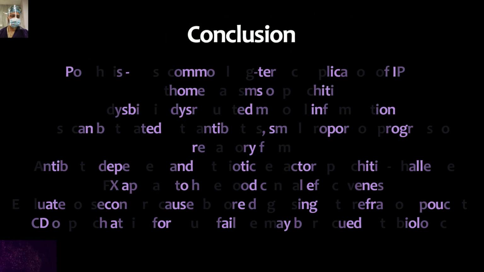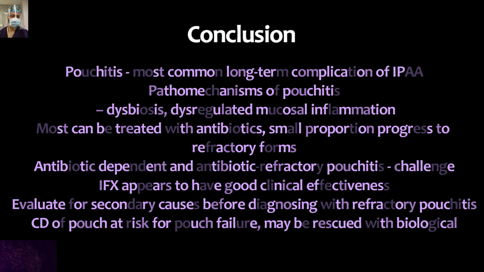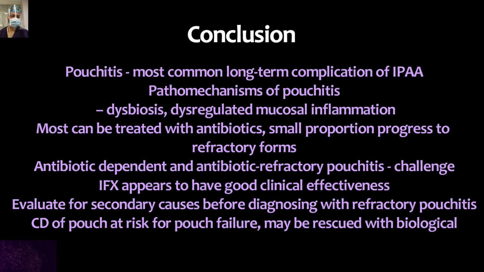So to conclude, friends, pouchitis is the most common long-term complication of IPAA. The pathomechanisms of pouchitis are dysbiosis and dysregulated inflammation. Most can be treated with antibiotics. A small proportion will progress to refractory forms. Antibiotic dependent and antibiotic refractory pouchitis are challenging. There is a role of biologicals, and always evaluate these patients for secondary causes before diagnosing refractory pouchitis. Crohn's disease of the pouch is at risk of pouch failure, and that may be rescued with biologicals.